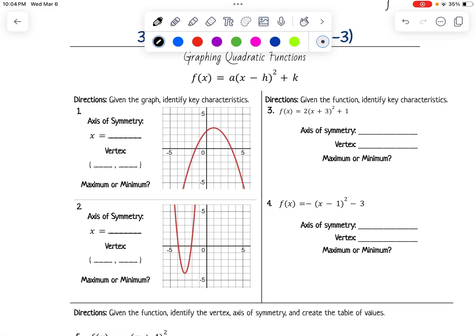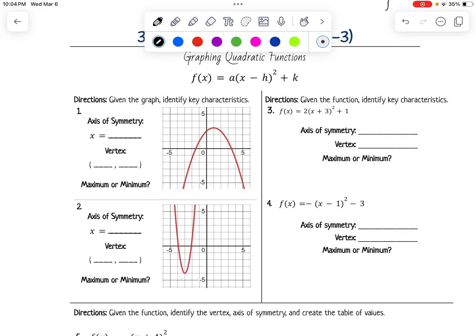Video, I'm going to show you how to identify your axis of symmetry, your vertex, your maximum or minimum, based on whether you're given a graph or your function. What do you have to know to be able to find it?